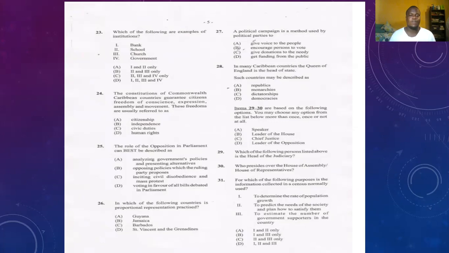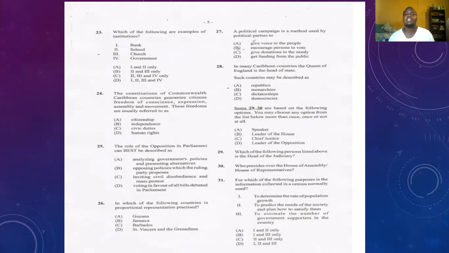26. In which of the following countries is proportional representation practiced? Is it A, Guyana, B, Jamaica, C, Barbados, D, St. Vincent and the Grenadines? So the only one here that practices, or used to practice, proportional representation is Guyana, because one student pointed out that Guyana no longer uses proportional representation. I don't know how true that is, but based on the notes, the textbooks, and the information that is available, Guyana is the only one from this list that uses proportional representation.